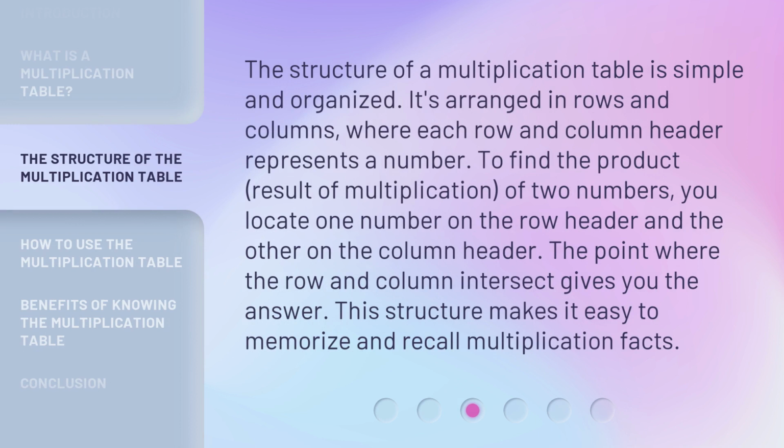The structure of a multiplication table is simple and organized. It's arranged in rows and columns, where each row and column header represents a number. To find the product, the result of multiplication, of two numbers, you locate one number on the row header and the other on the column header. The point where the row and column intersect gives you the answer. This structure makes it easy to memorize and recall multiplication facts.